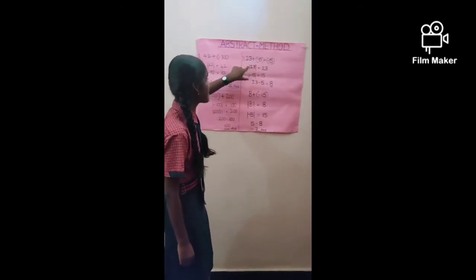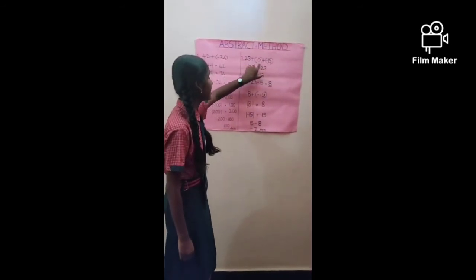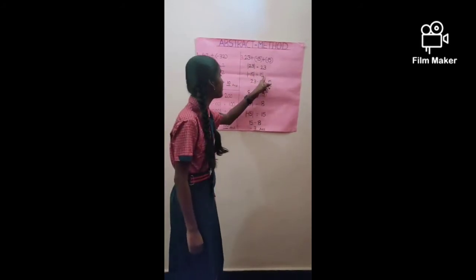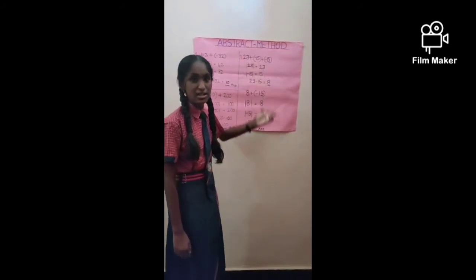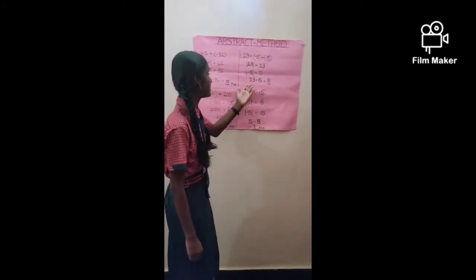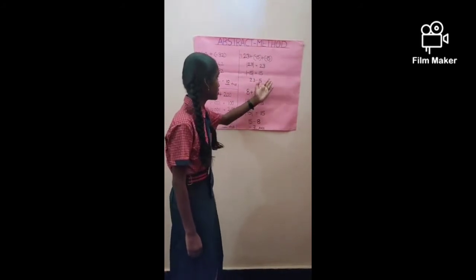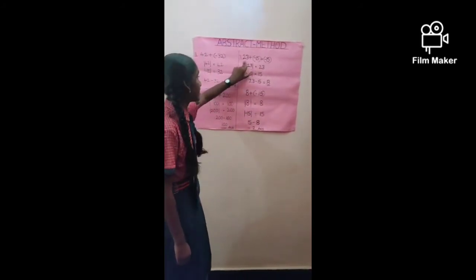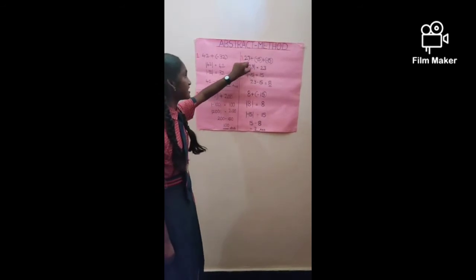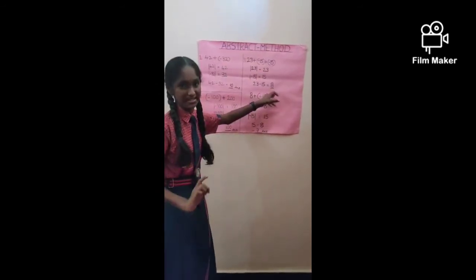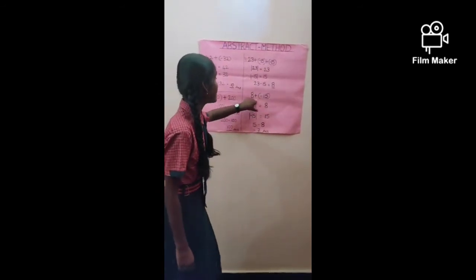So the absolute value of 23 is 23. The absolute value of negative 15 is 15. So they both have different signs, so we should do subtraction. So 23 minus 15 is equal to 8. In this, 23 is the larger integer, so it has a positive sign. That's why positive 8.